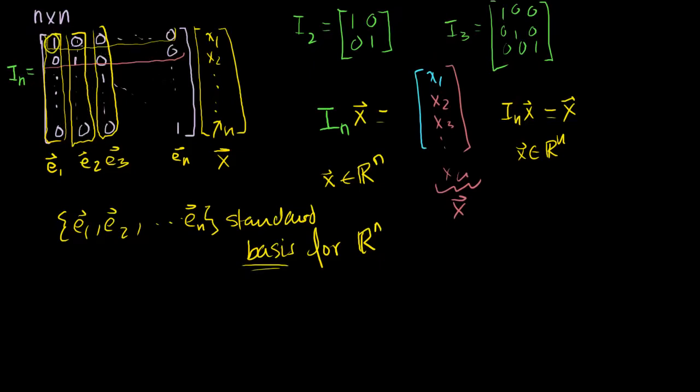If this guy has a 1 here, and no one else has a 1 there, there's no way you can construct that 1 with some combination of the rest of the guys. And you can make that same argument for each of the 1s in each of the components. So it's clearly linearly independent.